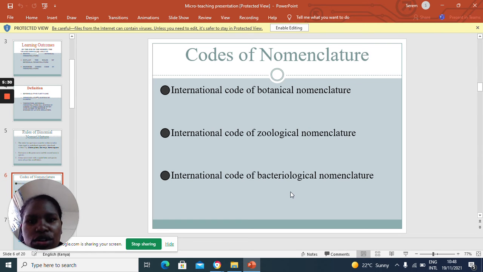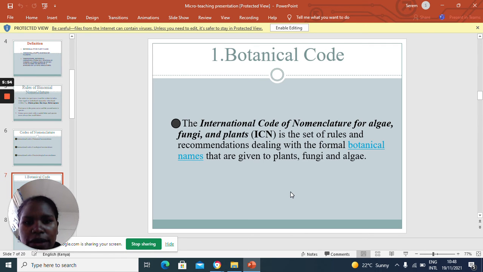We have International Code of Botanical Nomenclature. We have International Code of Zoological Nomenclature and International Code of Bacteriological Nomenclature. As you know, botanical nomenclature is a system for naming plants, zoological nomenclature is a system for naming animals, while bacteriological nomenclature is a system of naming bacteria. And when we look at botanical code, we have the International Code of Nomenclature for algae, fungi, and plants, denoted as ICN. And we are saying it is the system of rules and recommendations dealing with the formal botanical names, that is, names for plants, fungi, and algae. Are we together?